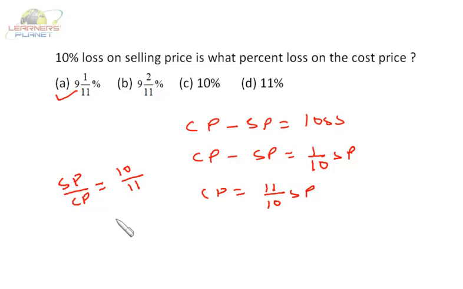It is 1 minus 1 by 11. So 1 by 11 is the loss part. If we wish to convert into percentage, we have to multiply it by 100. So we'll be getting this.